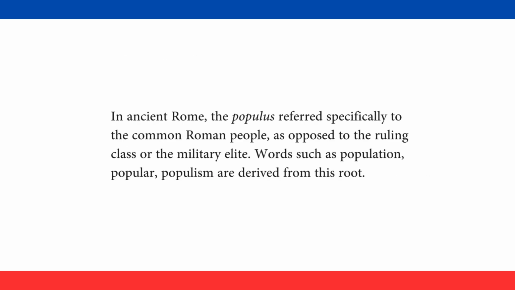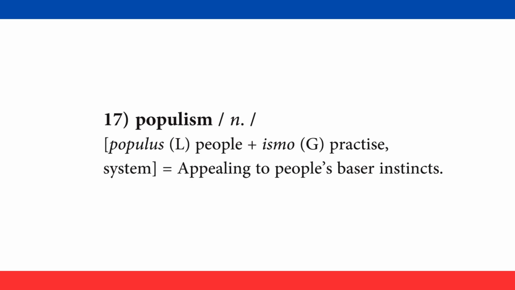In ancient Rome, the populus referred specifically to the common Roman people, as opposed to the ruling class or the military elite. Words such as population, popular, populism are derived from this root. Word number 17, populism. A noun, derived from populus, Latin word for people, plus ismos, Greek word for practice, system.